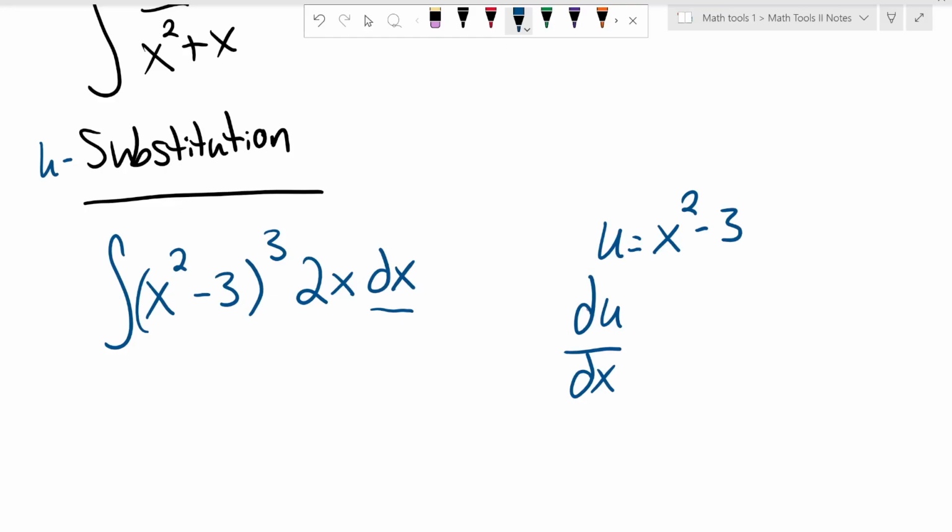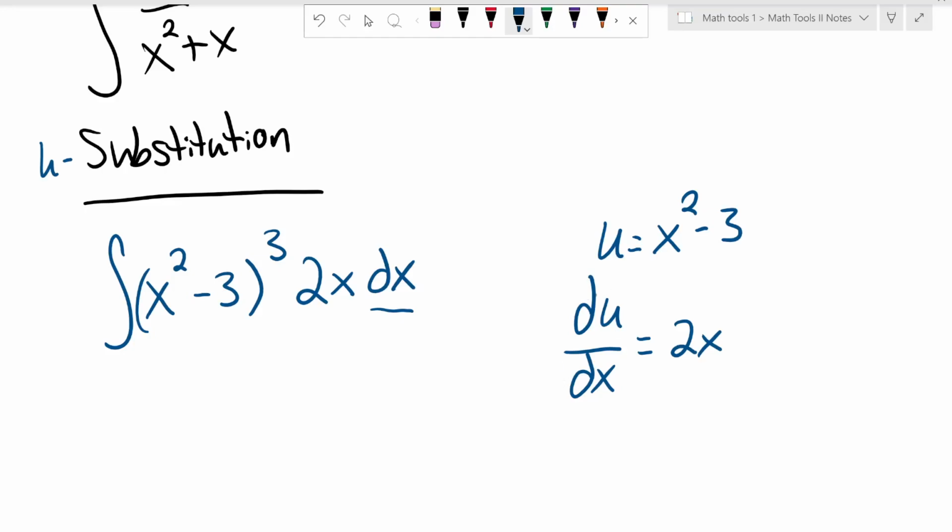So to do that, let's think about du over dx. This is the derivative of u with respect to x, so this is just going to be 2x in this case. And look, that's this term appearing right here. And that's not by accident. That's what we want here.